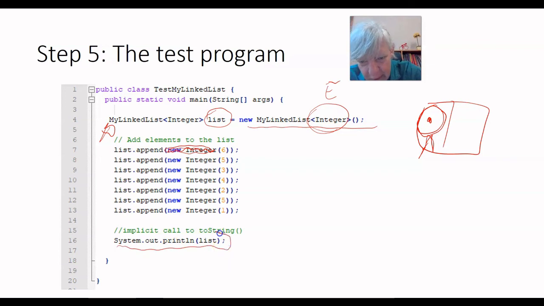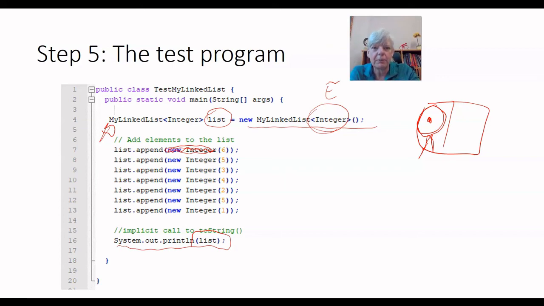System.out.println(list). But you know it's an implicit call to toString. You see how easy this is? Your test program is the program that the programmer will use.